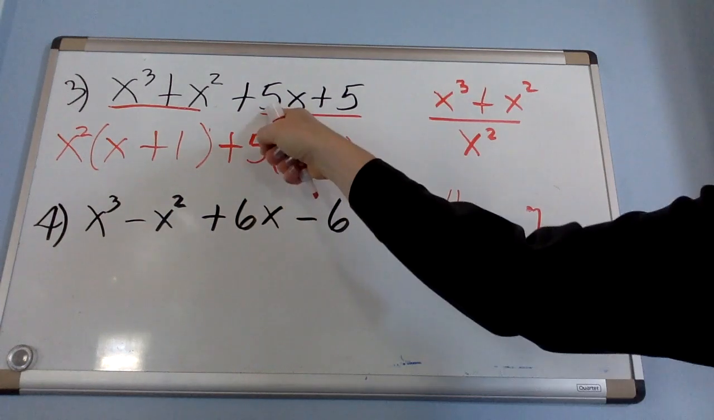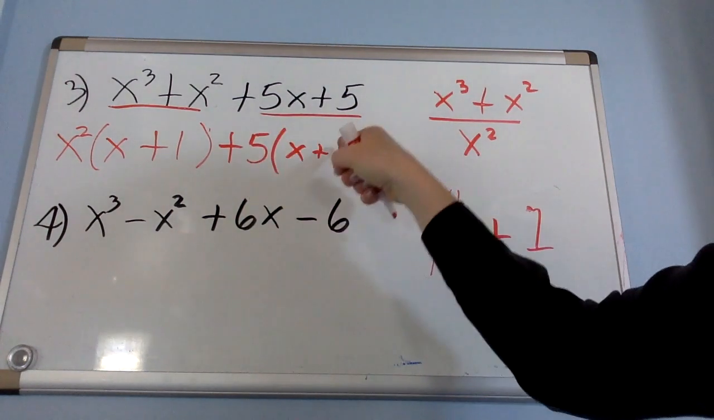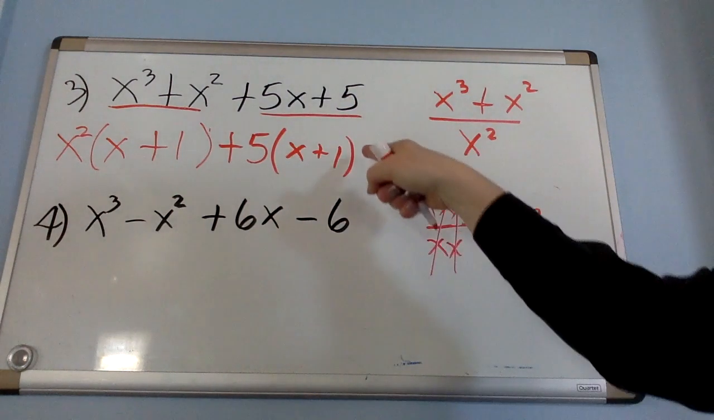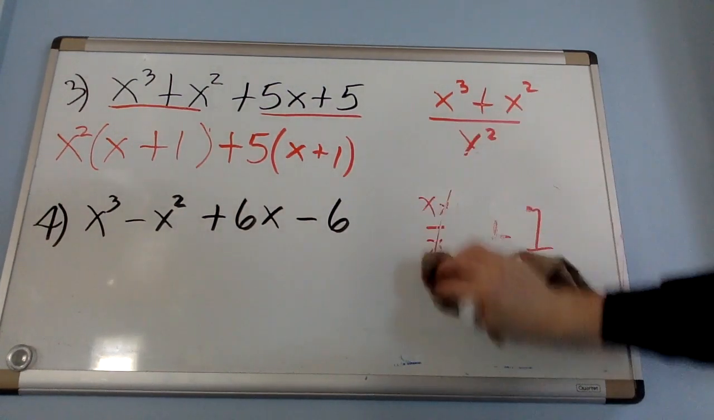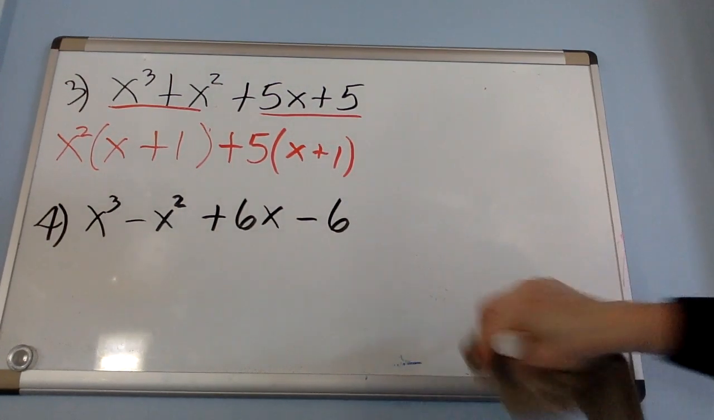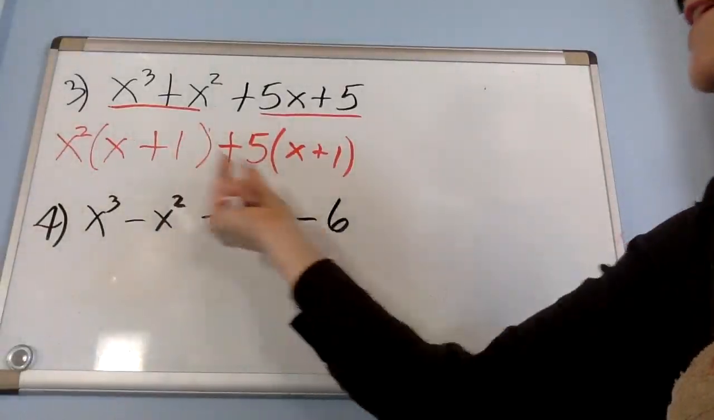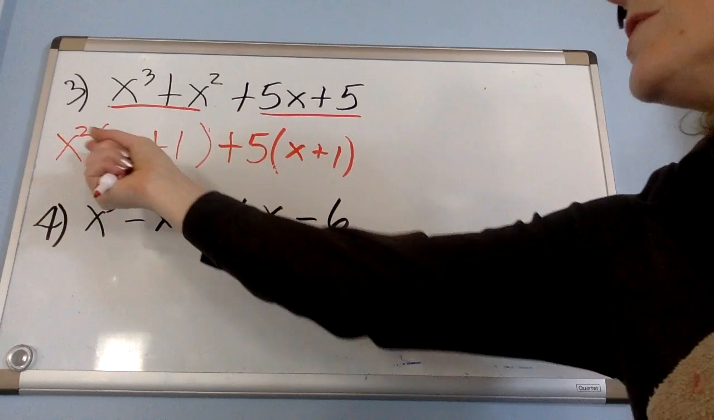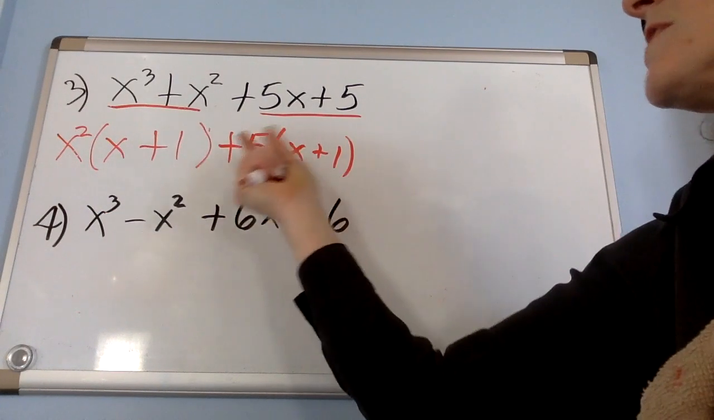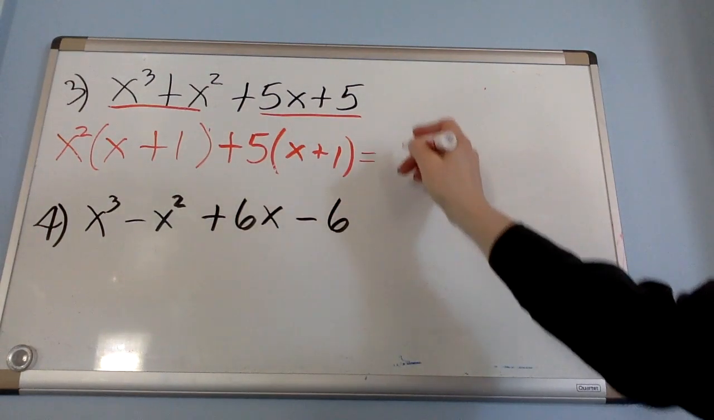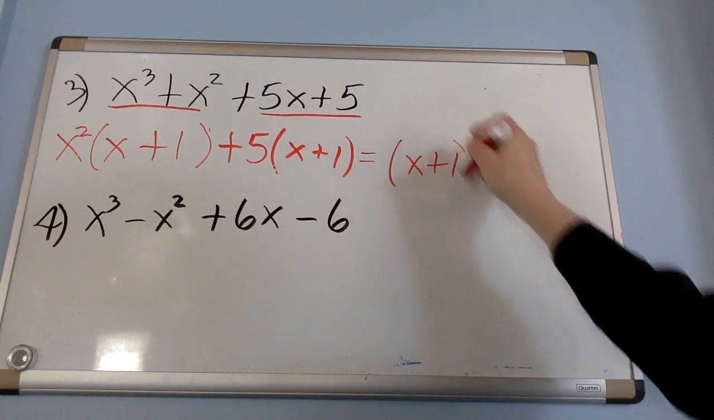5 times x, yes, that's 5x. When I distribute 5 to the 1, I do get 5. So that is correct. So now I can see that my common factor is x plus 1. X plus 1 is getting multiplied by x squared here. X plus 1 is getting multiplied by positive 5 here. So pull out the common factor first.